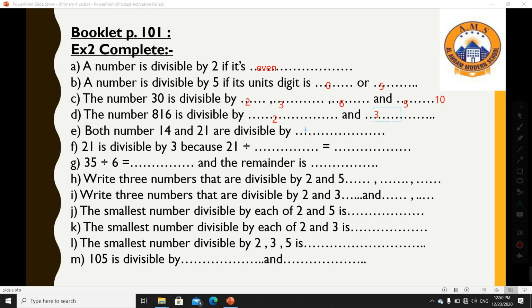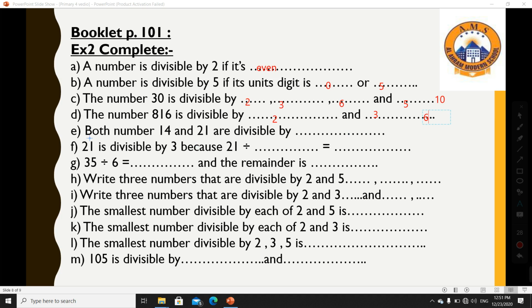Okay. Who is the super student who will tell me, if any number is divisible by 2 and by 3, that means that it's divisible by what also? Who can tell me? Yes, that means that it's divisible by 6.